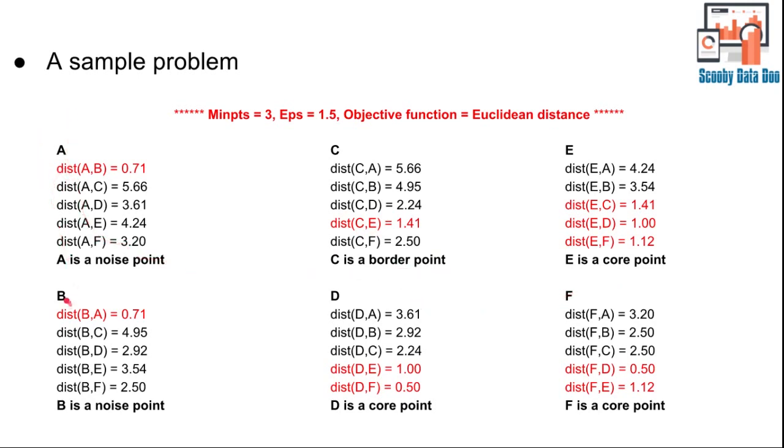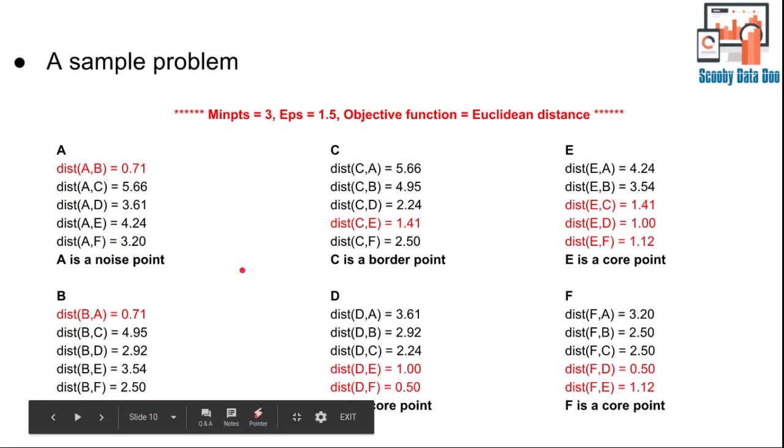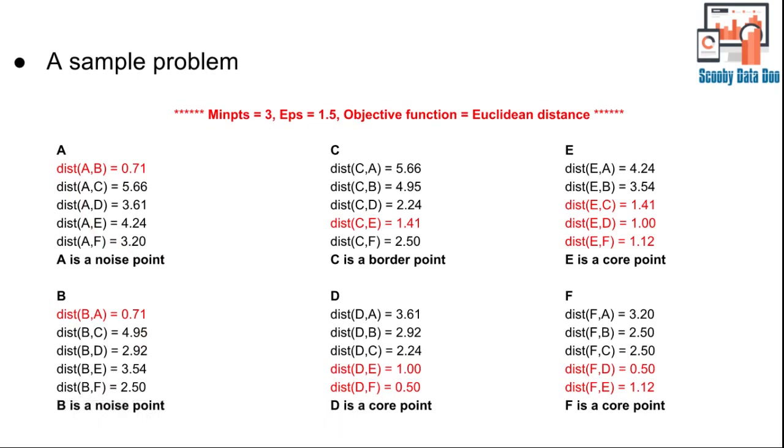And how come A and B are noise points in our domain? Because A is sharing neighborhood with B, B is sharing neighborhood with A, but none of them are core points. So A and B are sharing neighborhood with themselves, but none of them are core points. So yeah, it's pretty much obvious that they are noise points in our domain.